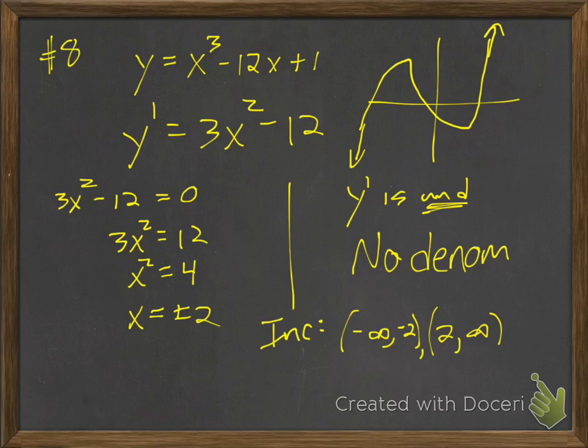Those are the 2 places it's going uphill, the regions of uphill. And then the decrease region is right between the peak and the valley, from negative 2 to 2. And that should satisfy any of your problems for number 8.